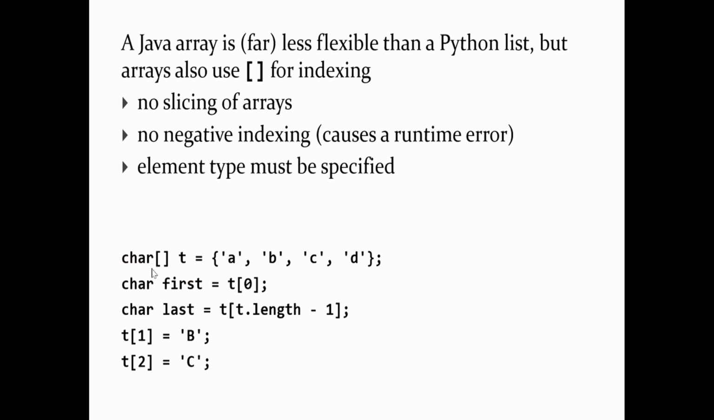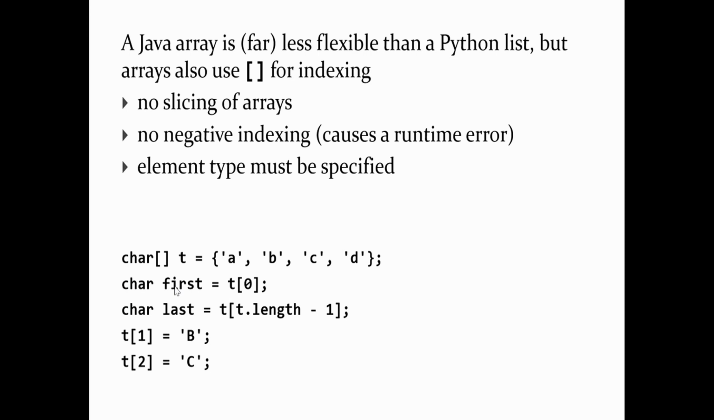I can only do it when I declare it. I can't do it after the fact. So later on, if I write t equals squiggly brace something, something, something, you'll get an error. So the braces are only allowed for initialization, the first time you declare the variable and assign it a value when you declare it.